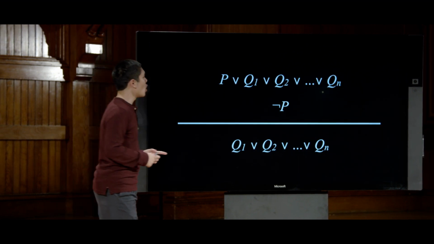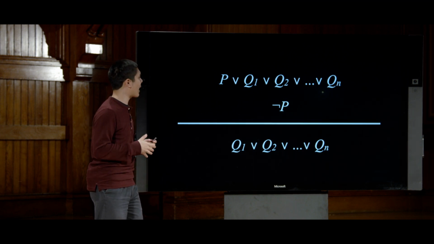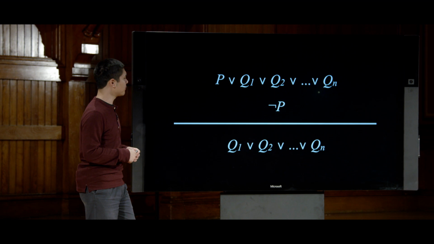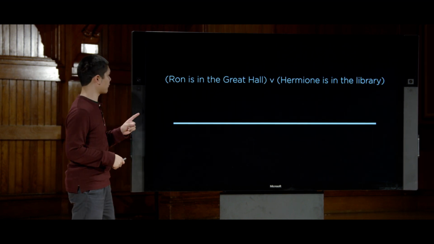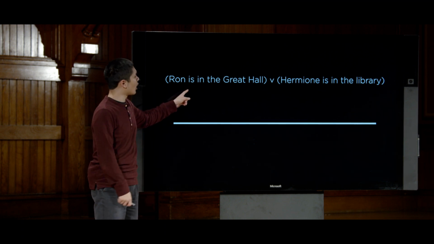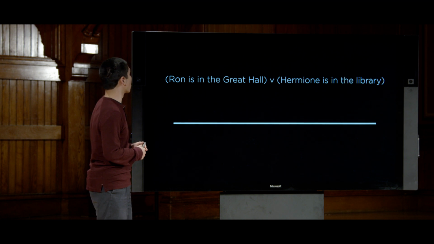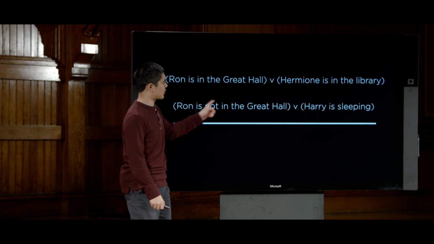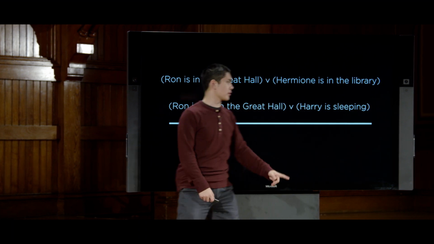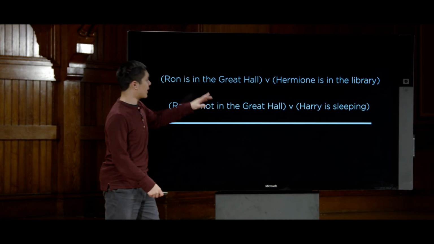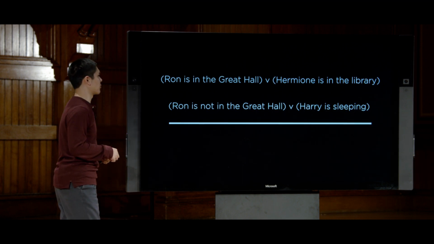But it turns out we can generalize this idea even further, in fact, and display even more power that we can have with this resolution rule. So let's take another example. Let's say, for instance, that I know the same piece of information, that either Ron is in the Great Hall or Hermione is in the library. And the second piece of information I know is that Ron is not in the Great Hall or Harry is sleeping. So it's not just a single piece of information. I have two different clauses, and we'll define clauses more precisely in just a moment.